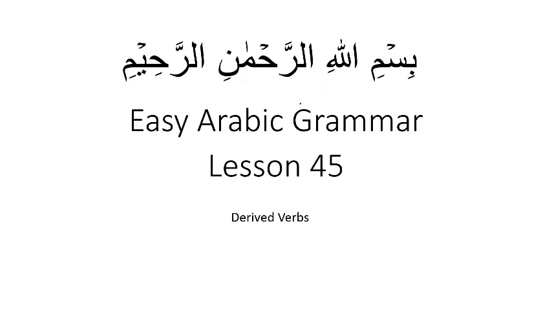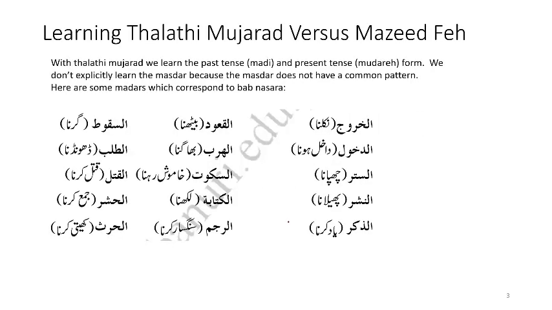Bismillah ar-Rahman ar-Rahim. In this session, we are going to talk about derived verbs. These are also called abwab mazid fi, and in English they are called derived verbs. One basic point I want to make is that when we learn these derived verbs, we will also talk about the concept of a masdar. A masdar is the name of the action.